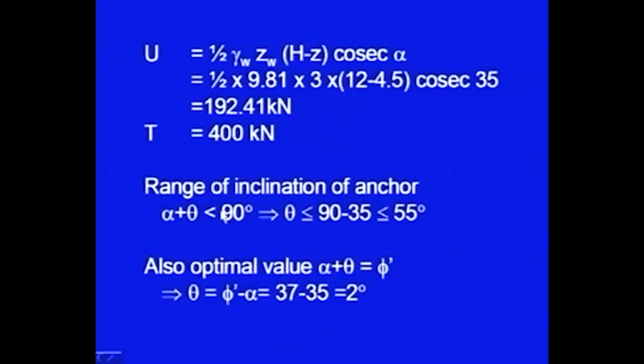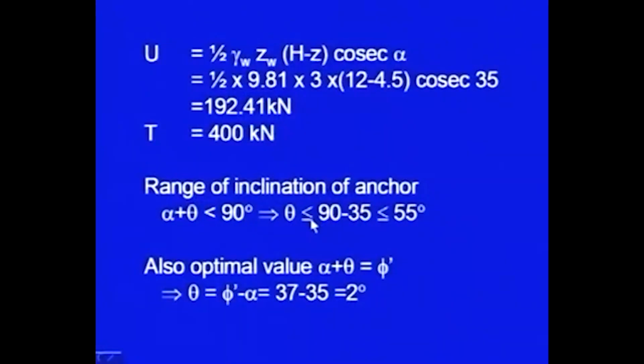T is already available, and we have been asked to find for different theta values what will be the factor of safety. So, the range of inclination of the anchor is within 90 degrees. We will not allow it to increase beyond 90 degrees. Above that there will be the opposite effect, a negative effect of the anchor. So, alpha plus theta should always be less than 90 degrees. So, theta should always be less than 90 minus 35, so it can vary up to 55.